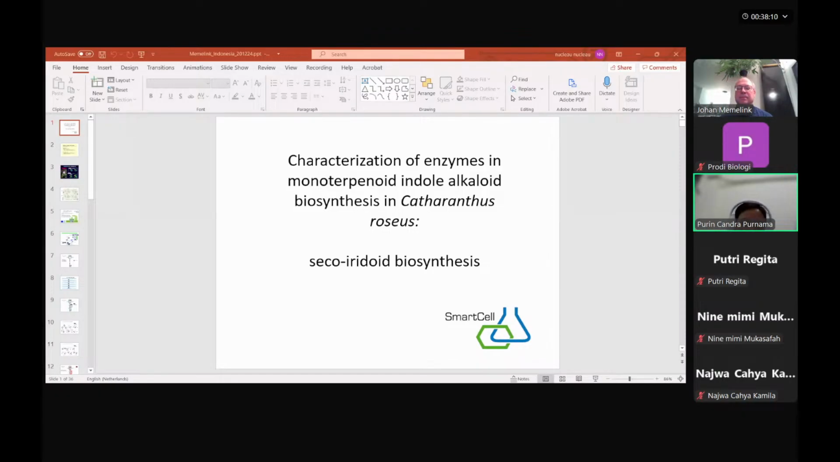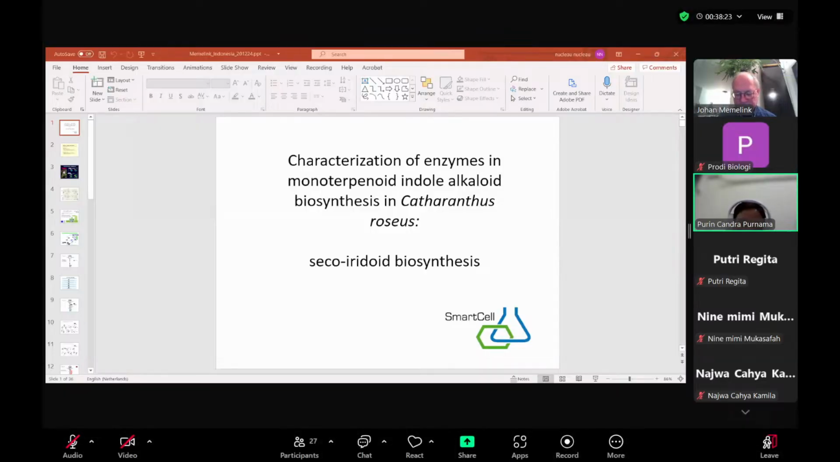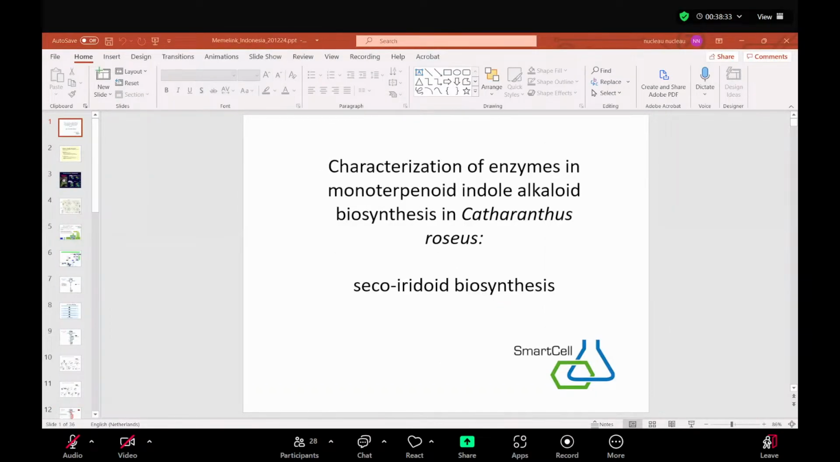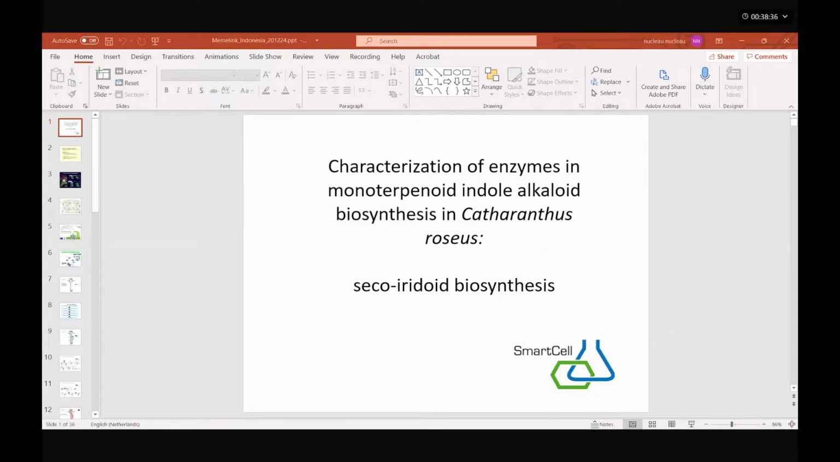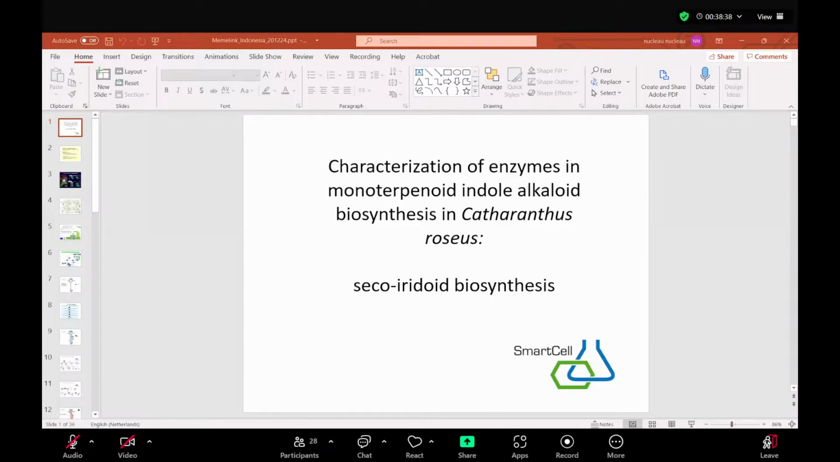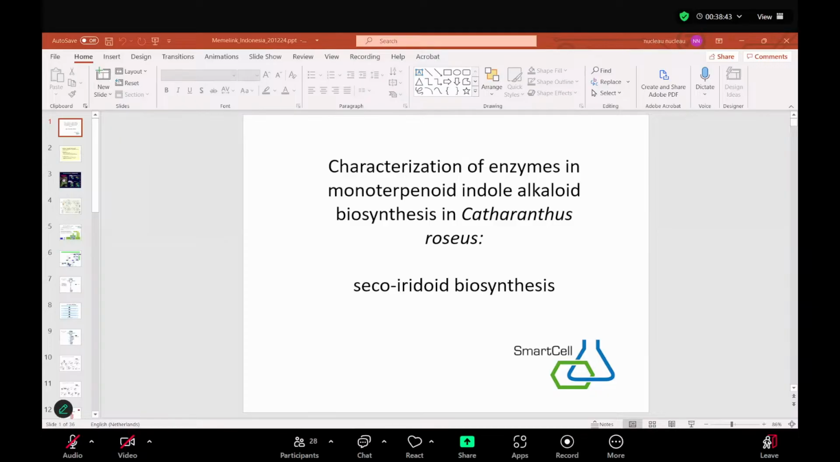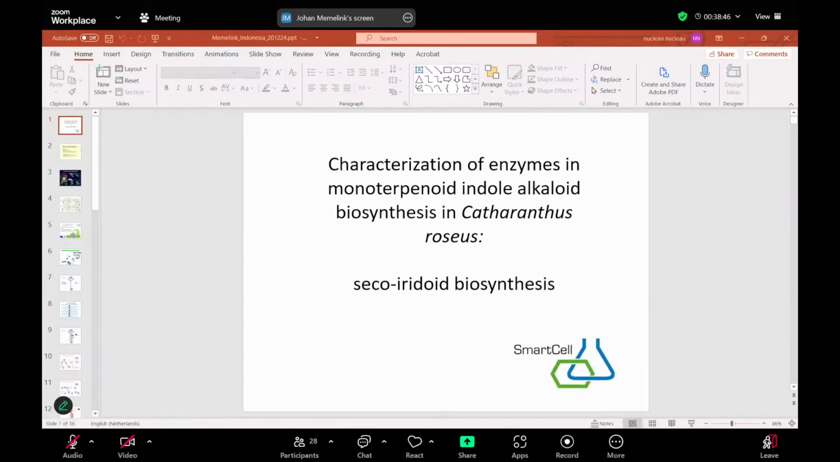For the first session, let me introduce our guest speaker for today, Professor Johan Memelink. He's the leader of the plant cell physiology lab, which mainly works with finding genes for enzymes and transcription factors, regulation of transcription factors, and also expression of enzymes at gene and protein level. He's here today to share his expertise with us. Without further ado, I'll hand it over to Johan for the presentation. Please, Johan, you can start your presentation.